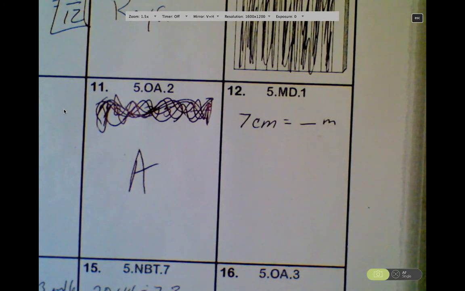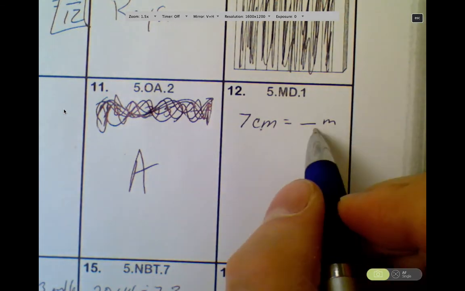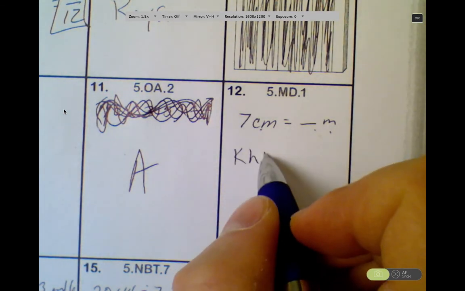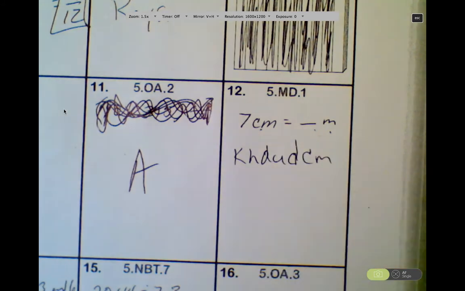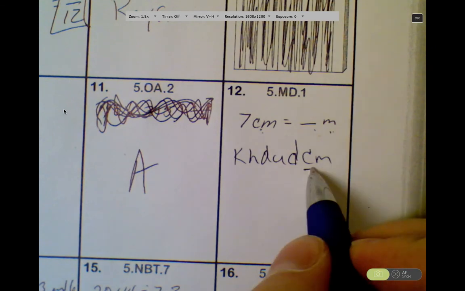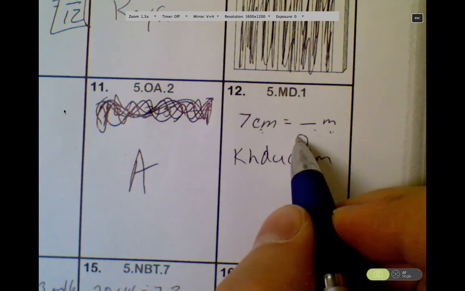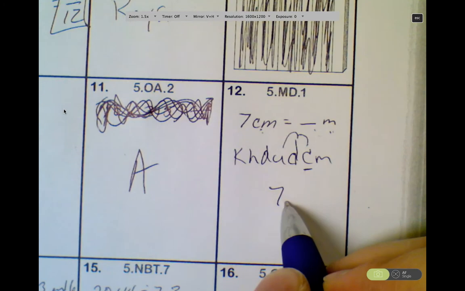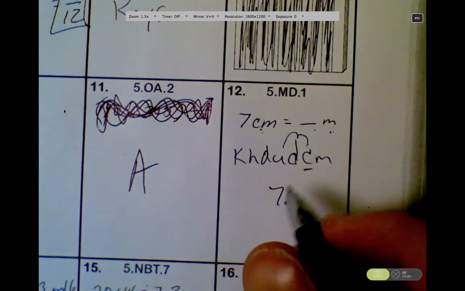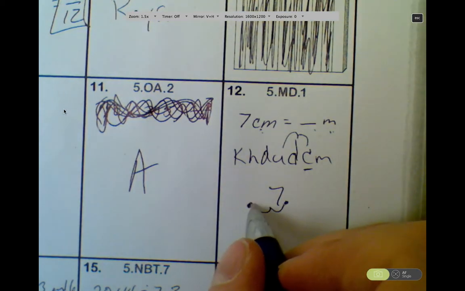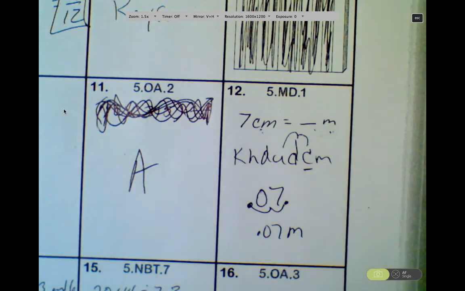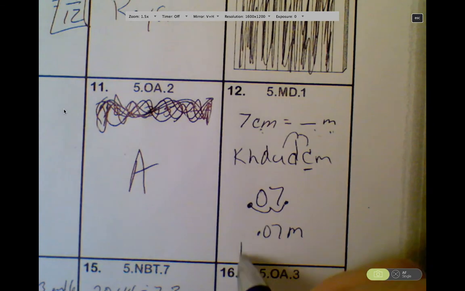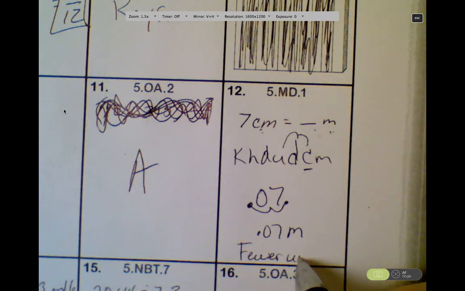Number 12, convert 7 centimeters to meters. 7 centimeters equals blank amount of meters. King Henry doesn't usually drink chocolate milk. Centimeters to meters. Here's my centimeters. My meters would be my units. That's 2 spots to the left. My decimal point for the number 7 is right there. I gotta go 2 spots to the left. My answer is 0.07 meters, and that would have fewer units than the original. A little smaller.